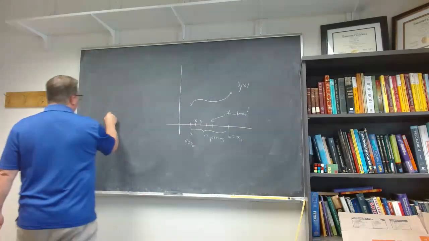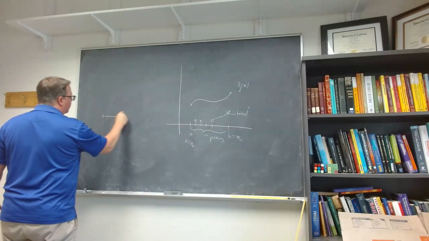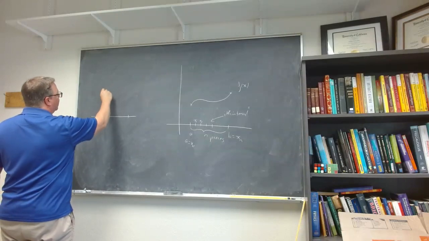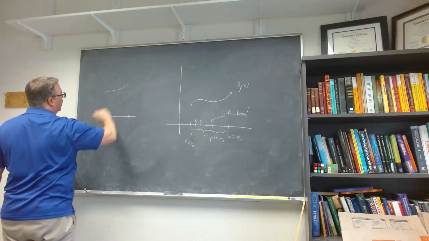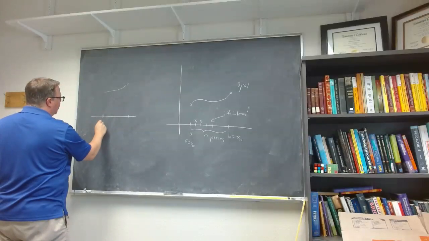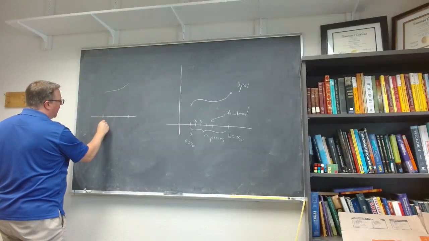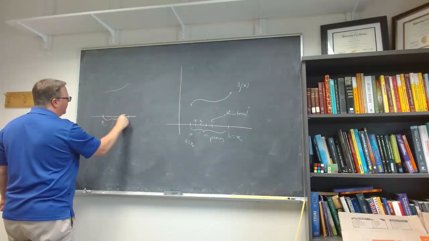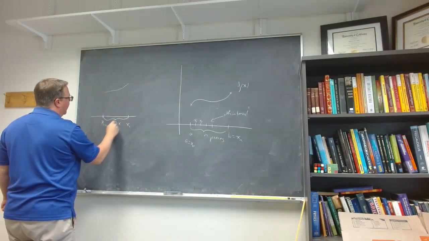let's zoom in over here. It's going to look something like this. So here we have our x-axis. Above the x-axis, we have whatever it is the function does. This here is going to be x sub i minus 1, and this will be x sub i. So this length right here, we're just going to label as delta x.